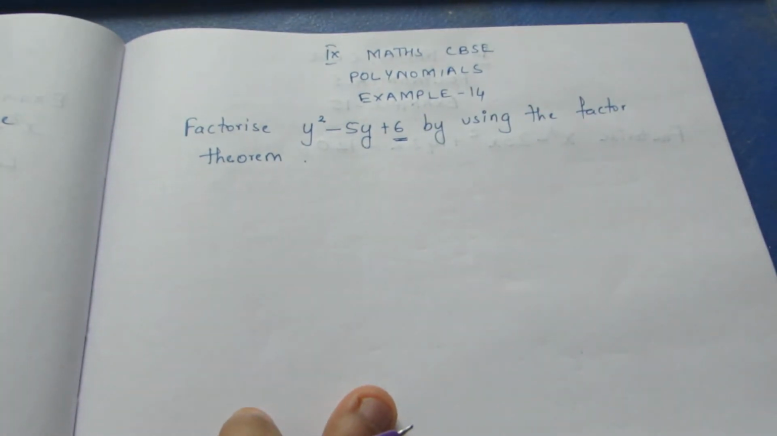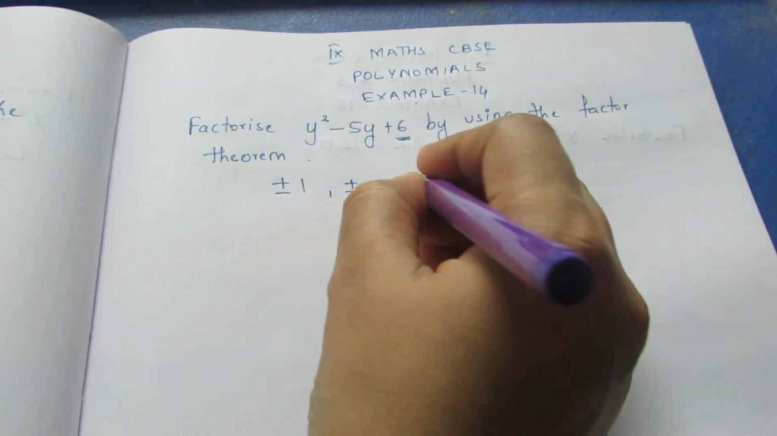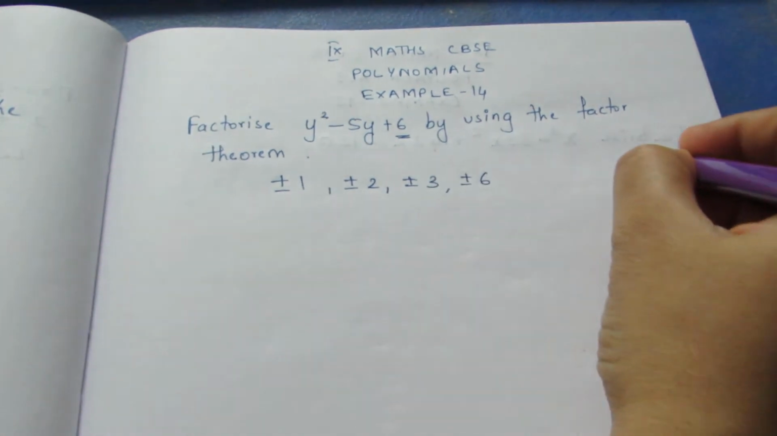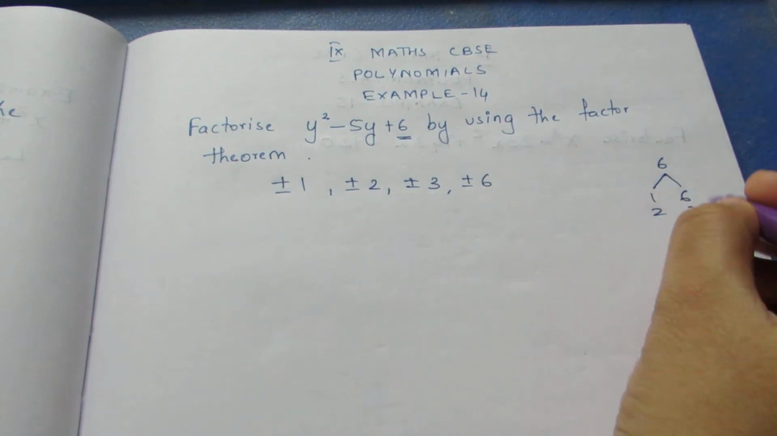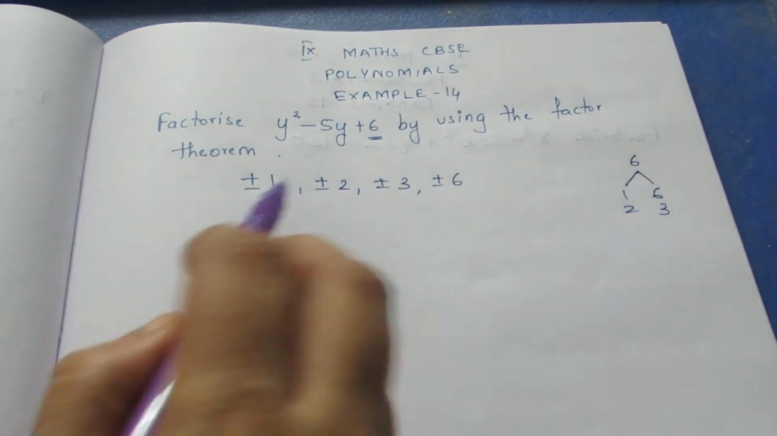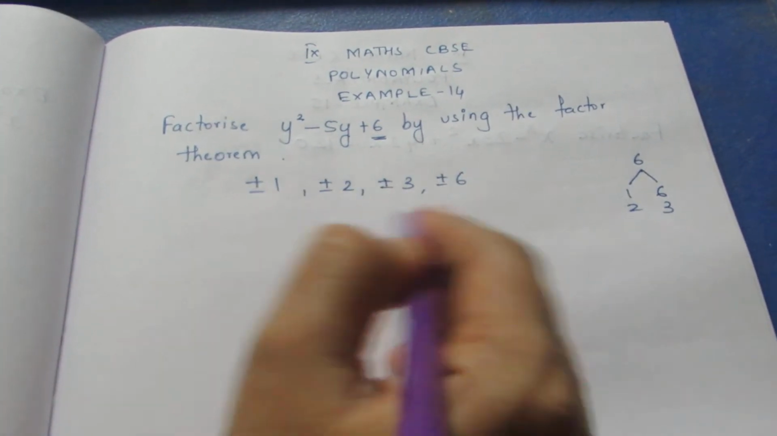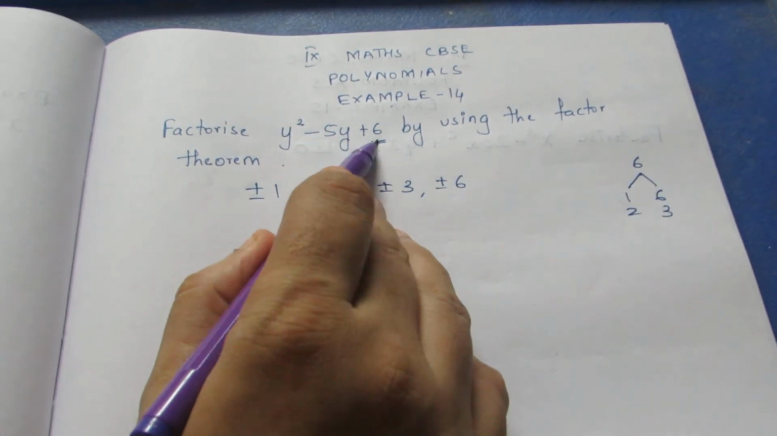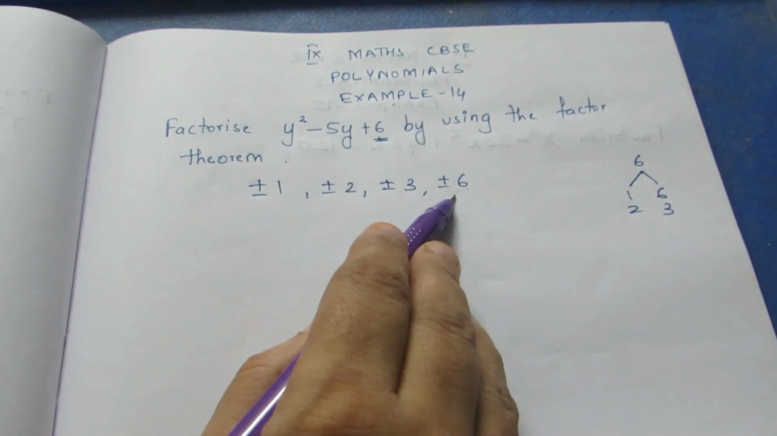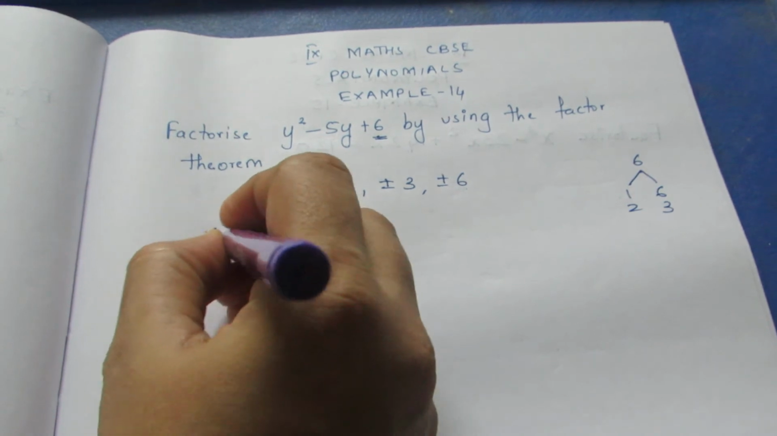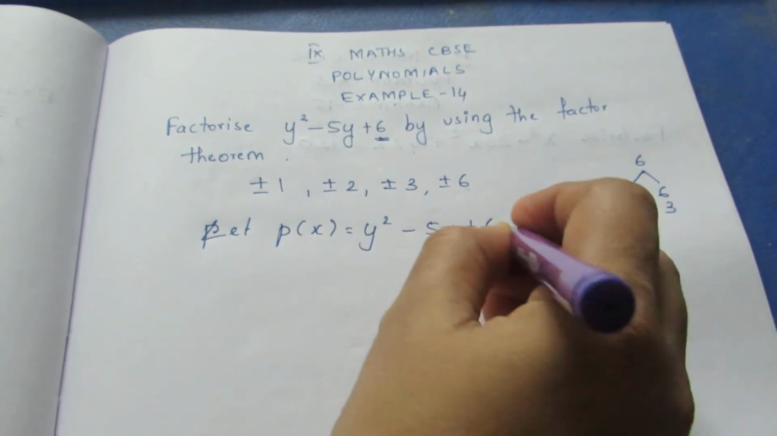Here the factors of 6 can be plus or minus 1, plus or minus 2, plus or minus 3, or plus or minus 6. These are the factors of 6. Take the last number, the constant term, and check the factors of 6, as any of these can be a factor of this. Now let P of y be the given polynomial, y square minus 5y plus 6.